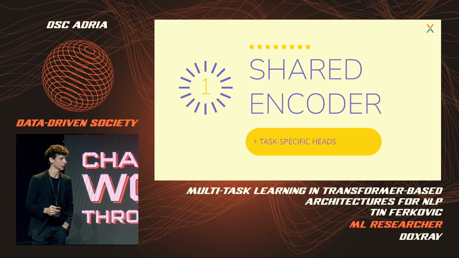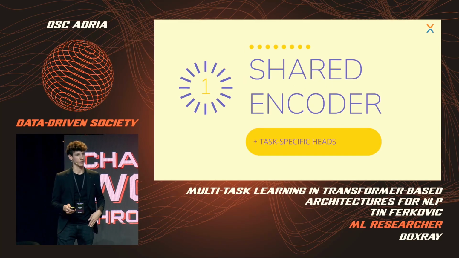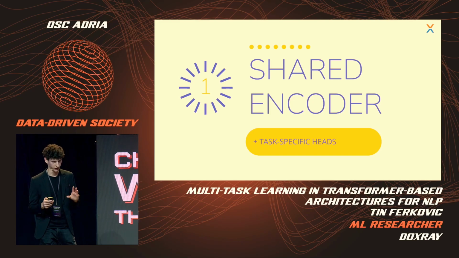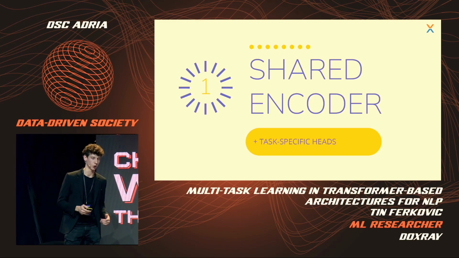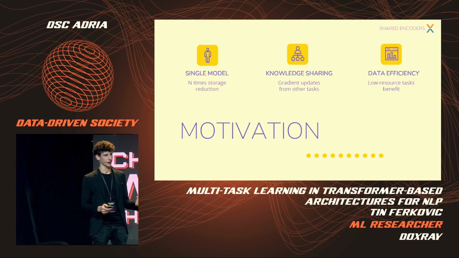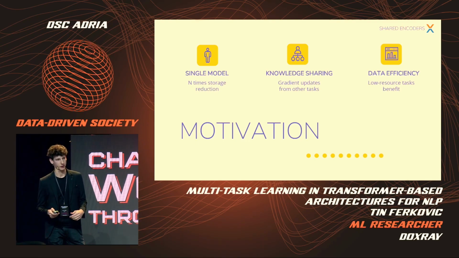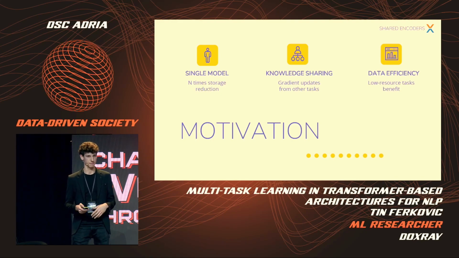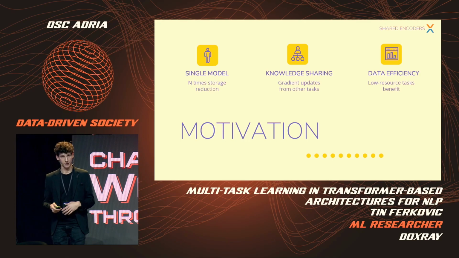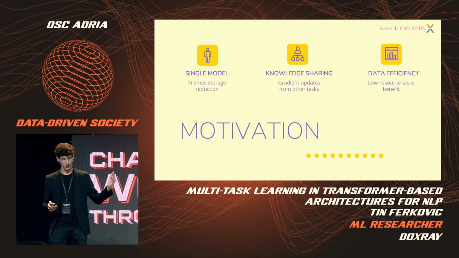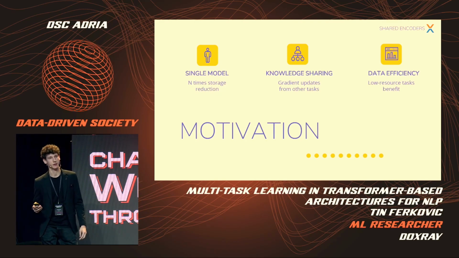So what is the idea? We'll start with the simplest approach. Just instead of having n different models, you would share the encoder, and you would have task-specific heads. The idea is very simple, but we'll see what the problems are. So okay, you get a single model instead of n. You get n times storage reduction. Great. You also share some knowledge, which can be beneficial. It can be problematic because you're updating the same parameters, but it can be beneficial. Like that's at least the idea, to also benefit from other tasks, and also then it's more data efficient. You might need less data because you're also getting some gradient updates from other tasks.